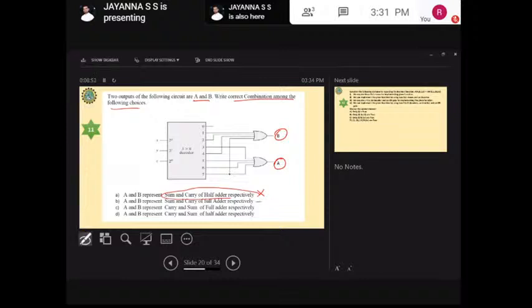You need to check this one. Next, A and B represent the carry and sum of the full adder. The one common thing is they are given only for the full adder. Next, A and B represent the carry and sum of the half adder. You can eliminate this option.